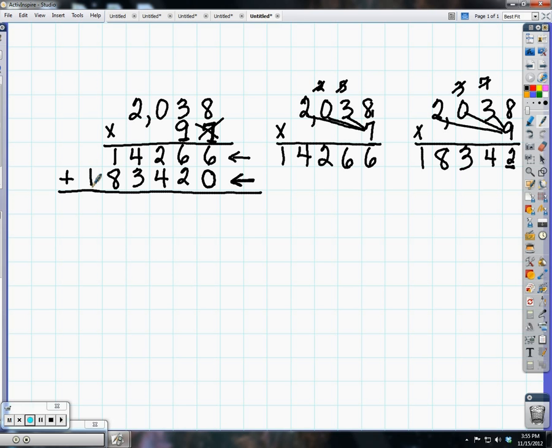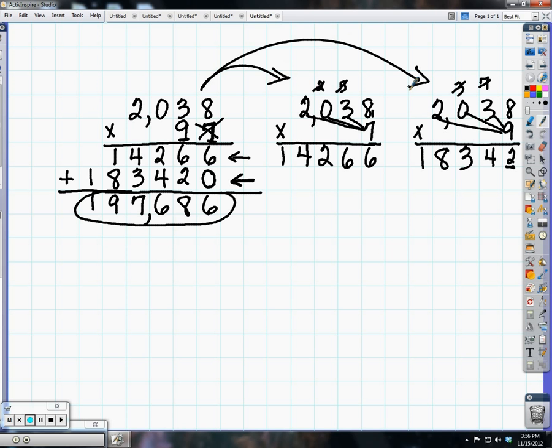Now the only thing left to do is add. 6 plus 0 is 6. The tens column would equal 8. The hundreds column is 6. Thousands column is 7. 10,000s column is 9. 100,000s column is 1. The product is 197,686.